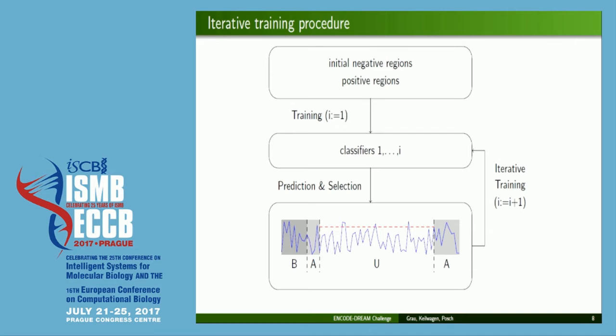And now we search for new negative examples that are hard to classify for a current classifier, which means that the probability of being bound in those regions is very large. And we select such regions and augment our negative training sample by such regions that are not classified well by our current classifier. And then we retrain. And we do this for 2 rounds and now have, for one training cell type, one training sample, 3 independent classifiers that have been learned on those iteratively augmented data sets.